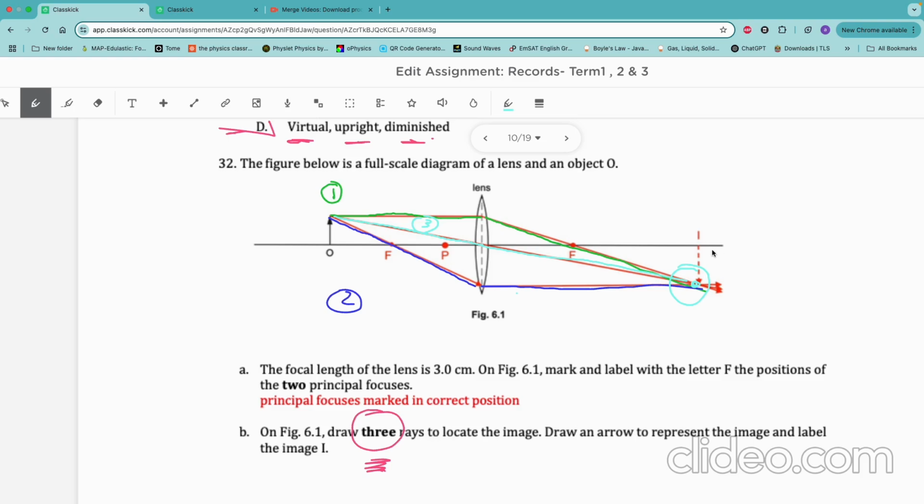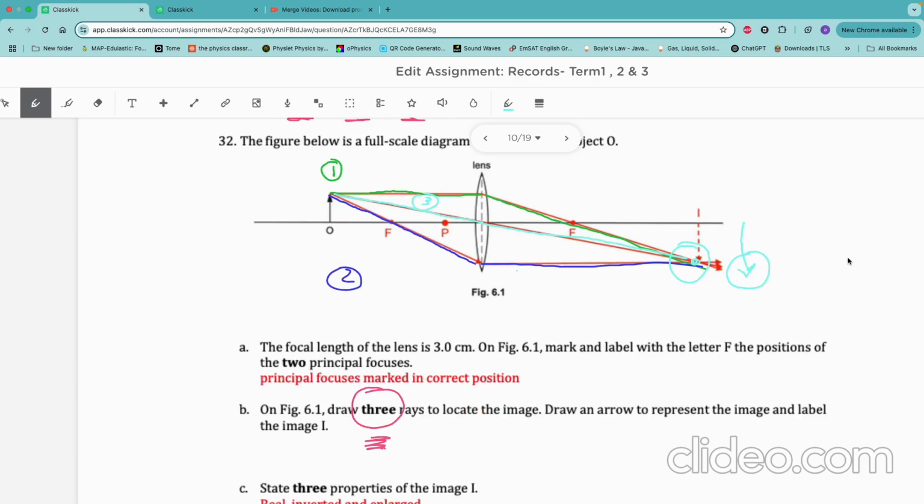While drawing, please don't forget, you have to draw a dashed line, or a line, it's okay. You draw a line, but you need to show where the head of the arrow is. This is very important, because if the head is drawn up, that means it's upright, so marks will be deducted. You're going to lose a mark here. That's why I'm asking you, please, you need to be accurate. You draw it with the head down. This shows it's inverted. This means it's real.